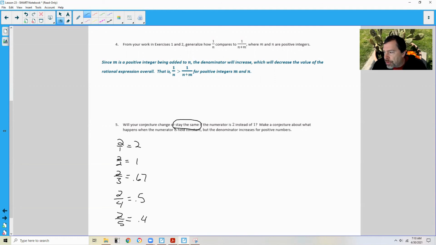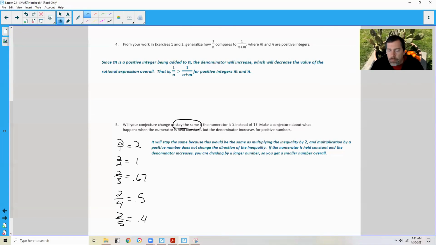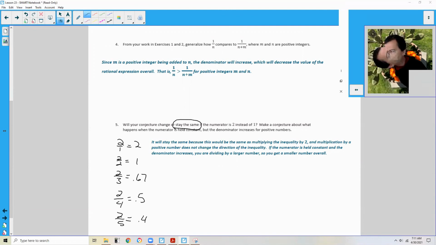So I'll put that into words for you. Okay, so in words, we would say it will stay the same because this would be the same as multiplying the inequality by 2, and multiplication by a positive number does not change the direction of the inequality. Oh, that's a great way to put it. If the numerator is held constant and the denominator increases, you are dividing by a larger number, so you get a smaller number overall. So there you have it.